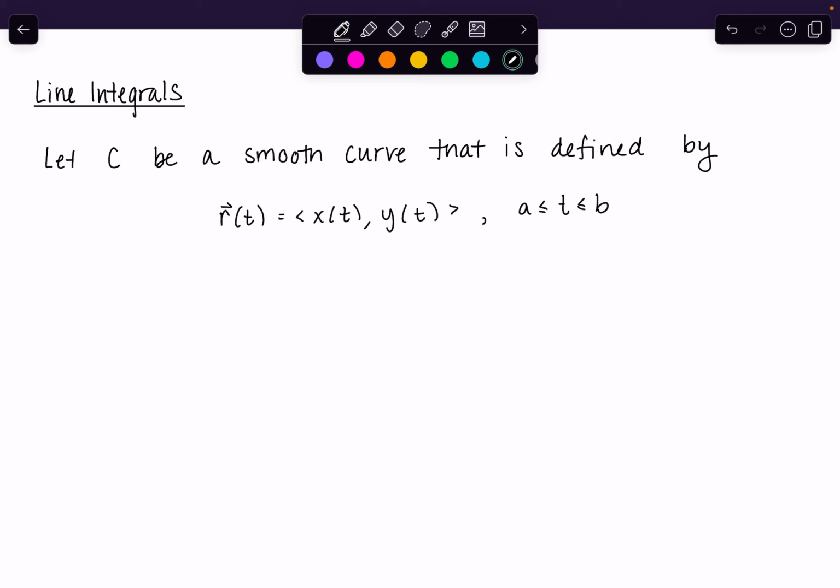The other thing I want to make sure is I don't want to be in that case of like the unit circle. I don't want to keep going around my curve over and over again. So between these values of a and b, I want to make sure this is a smooth curve that is traversed only once as t goes from a to b.